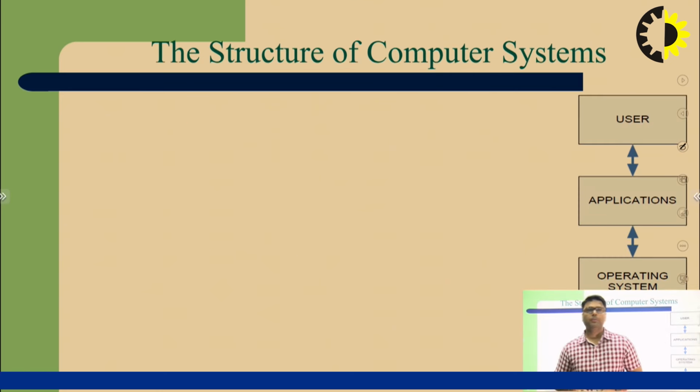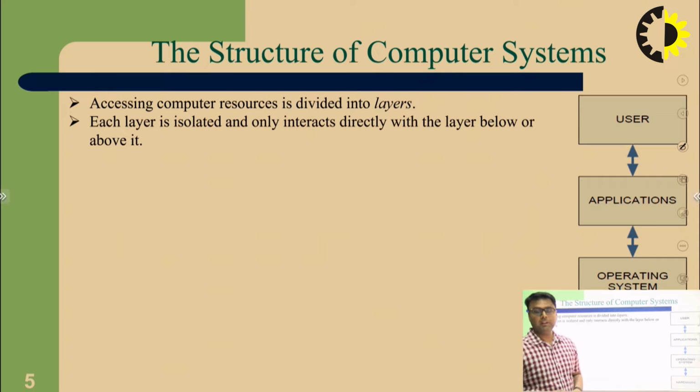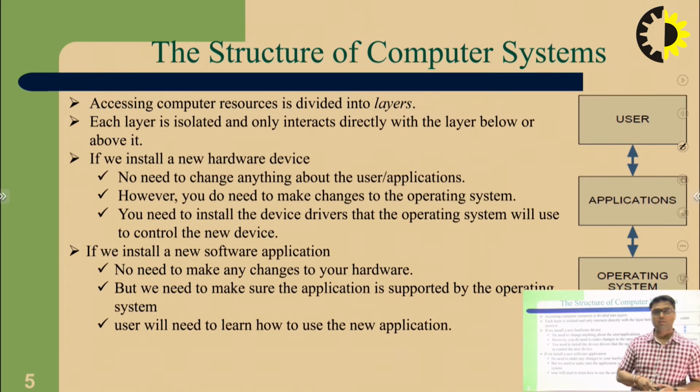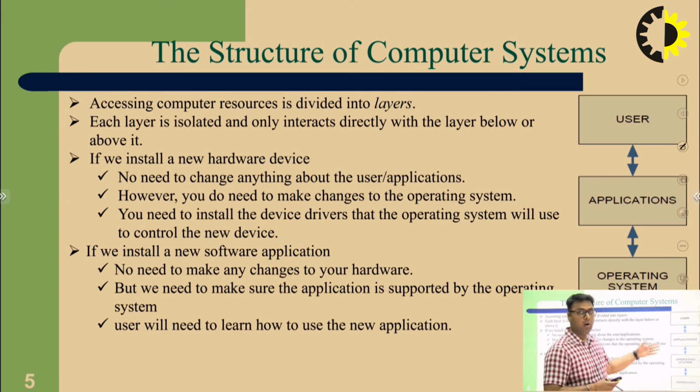The structure of a computer system is user, application, operating system, and hardware. This is the major diagram for the operating system: the user first interacts with the application, the application interacts with the operating system, and then the hardware. So if a user accesses any hardware, it is through the operating system, and some applications are involved in that process.